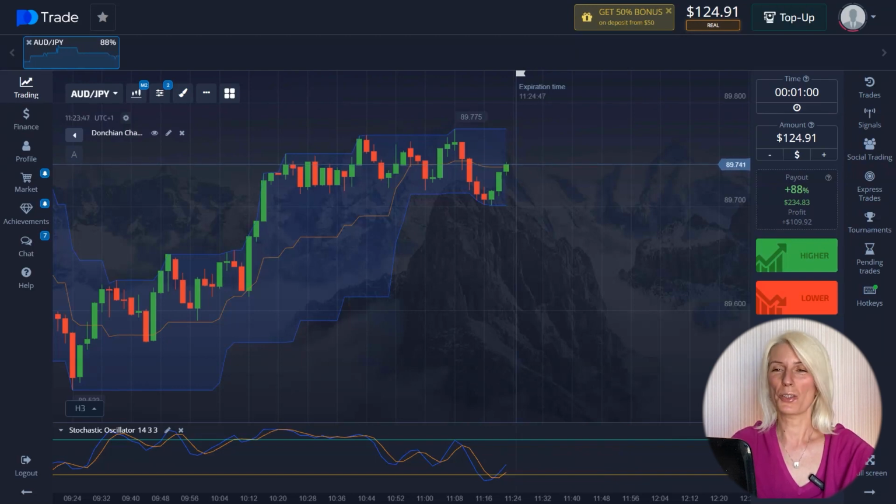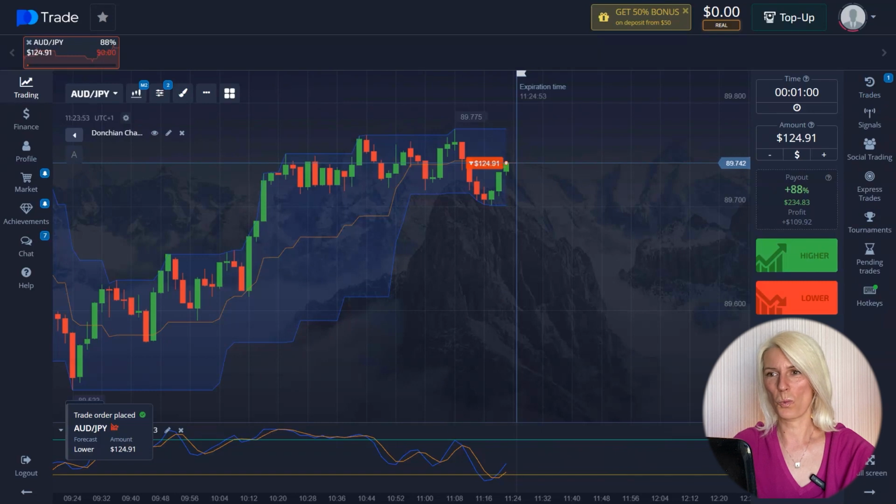By the way, I saw an interesting situation on the chart and I want to check it. So I open a down trade for 1 minute with $124.91 in.